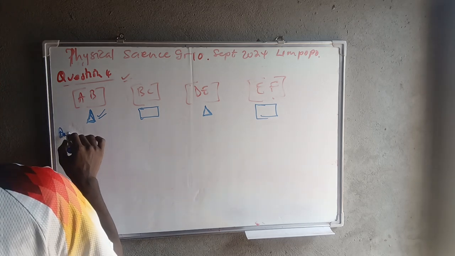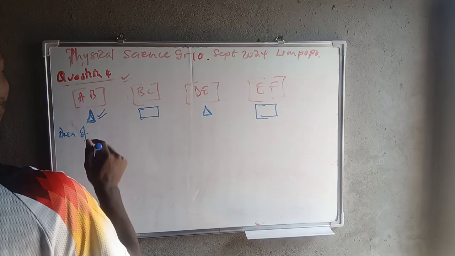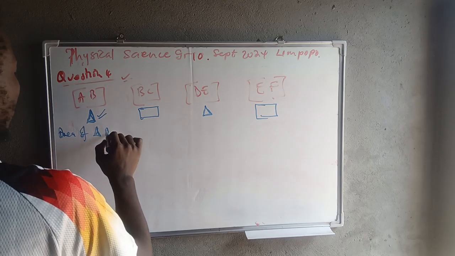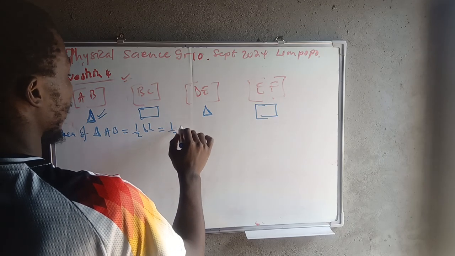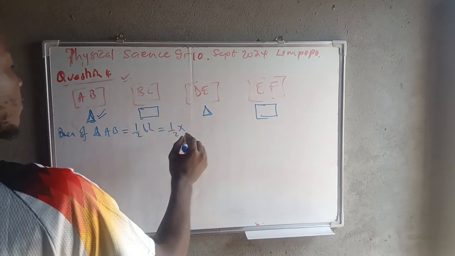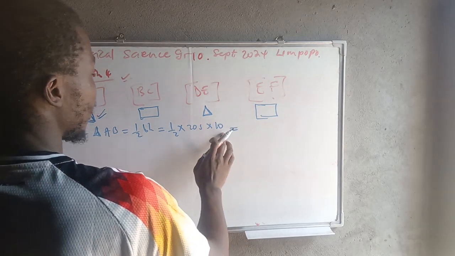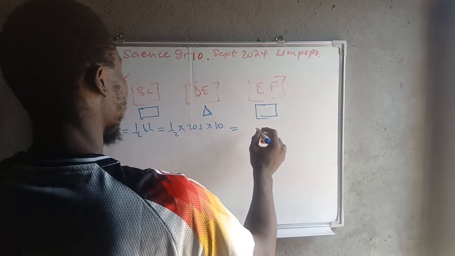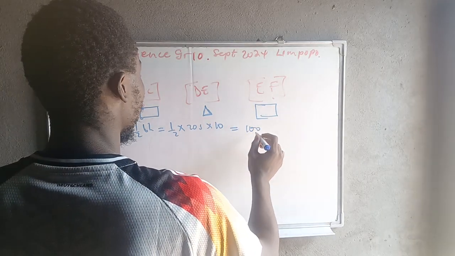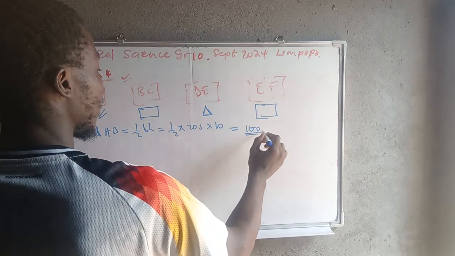So I'm going to say area of AB, which is a triangle. So area of triangle AB will give us half base times height. So we're going to say half times 20 seconds times 10 meters per second, the velocity, which will give us 100. So let's just use 100.